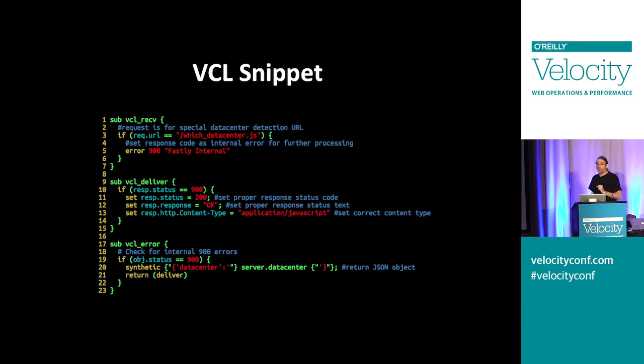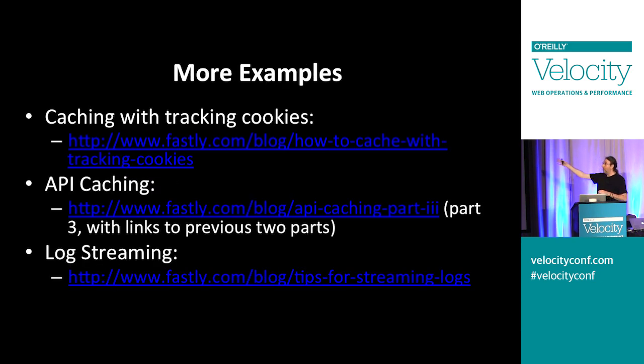This is not the only example of this. There's lots of other examples, a bunch of them on our blog. The first one talks about how you can cache with tracking cookies. So this notion that cookies make things uncacheable is not entirely true. It's using instant purge and instant invalidation as the basis of caching content that has tracking cookies involved. Then how you cache API calls. That's a link to the third part of a 3-part series that has links to the first 2. And here's a blog post on log streaming.